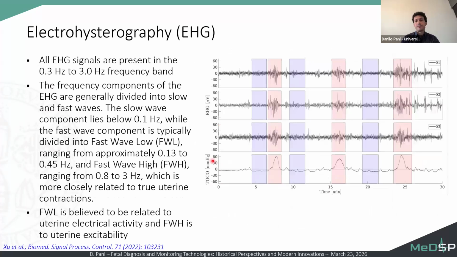Accordingly, the electrohysterographic signal has been studied from a signal processing perspective by considering different signal bandwidth ranging from 0.33 to 3.0 Hz that are split in three frequency bands. So the slow waves below 0.1 Hz and the fast waves that are split in low and high band. The first between 0.13 and 0.45 Hz, and the second from 0.8 to 3 Hz, which is the one that is more closely related to the uterine contraction.